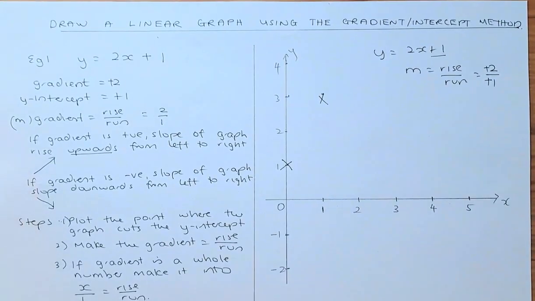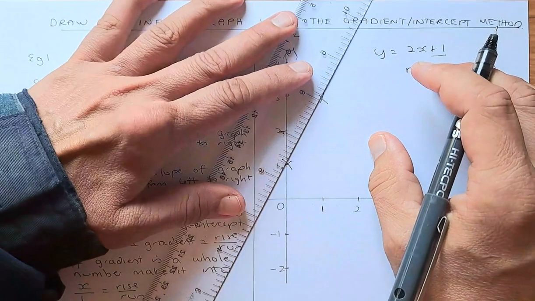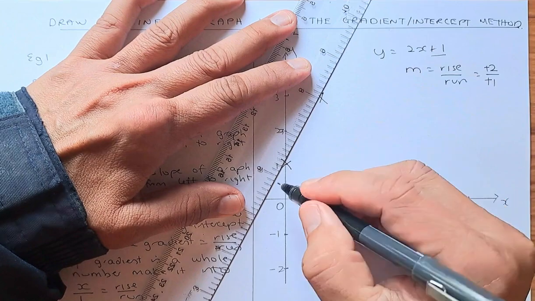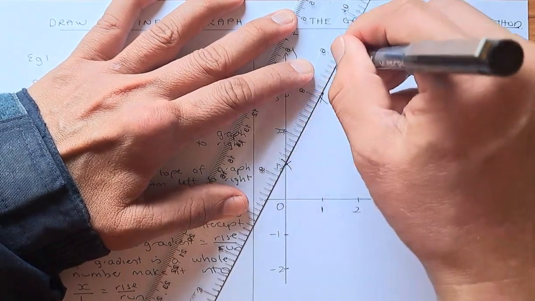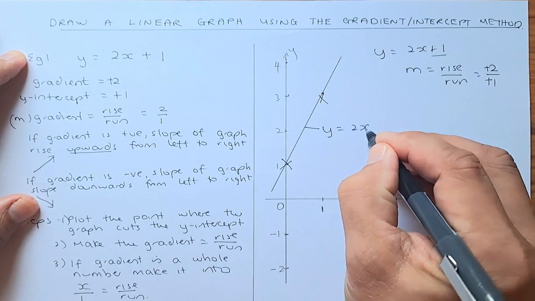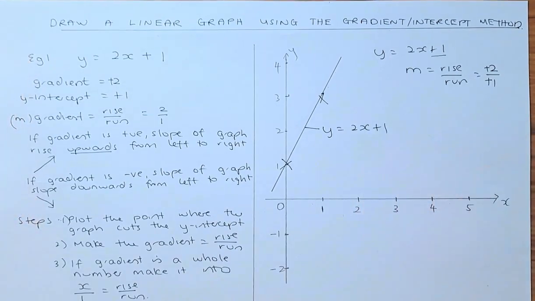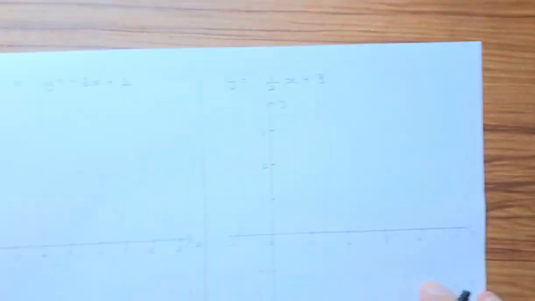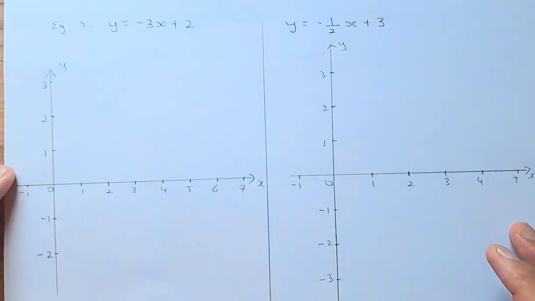Then you draw the line through the 2 points, and that's it. Label the graph y equal to 2x plus 1, and that's how you do it. That's easy, right? We shall do 2 more examples, and then we'll be all good.